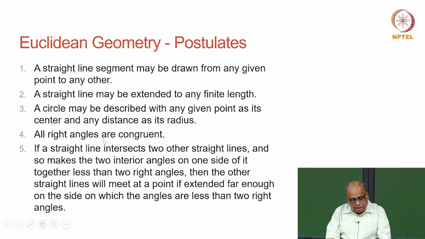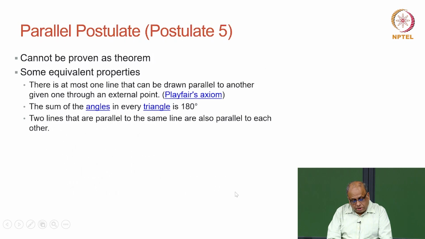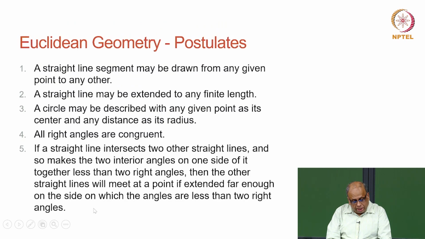All right angles are congruent, and if a straight line intersects two other straight lines and so makes two interior angles on one side, then the other straight lines will meet at a point if extended far enough. Okay, so these are the Euclidean geometry postulates, and the final one is the parallel line postulate. It says that lines that are parallel never meet.